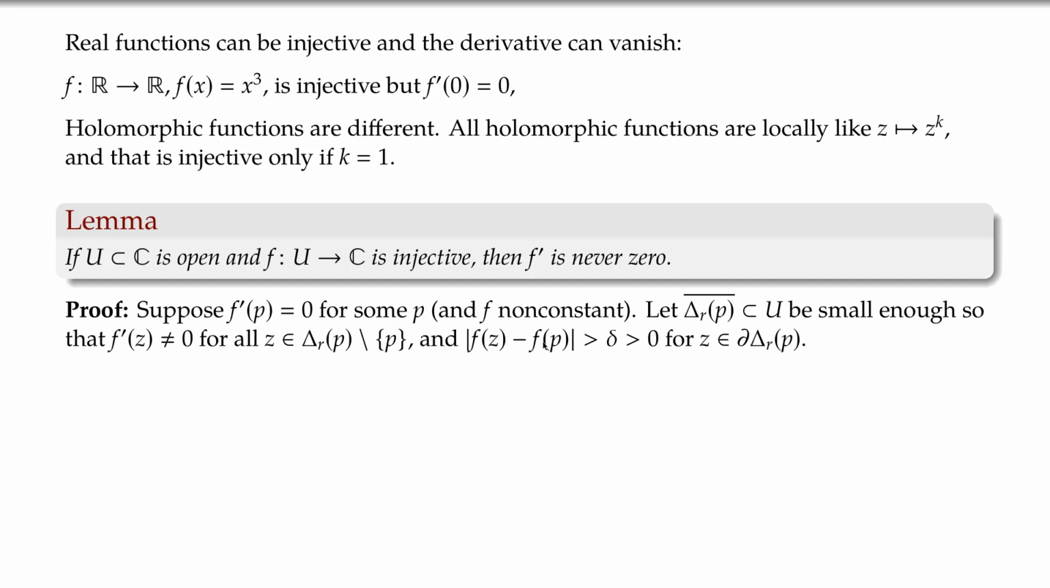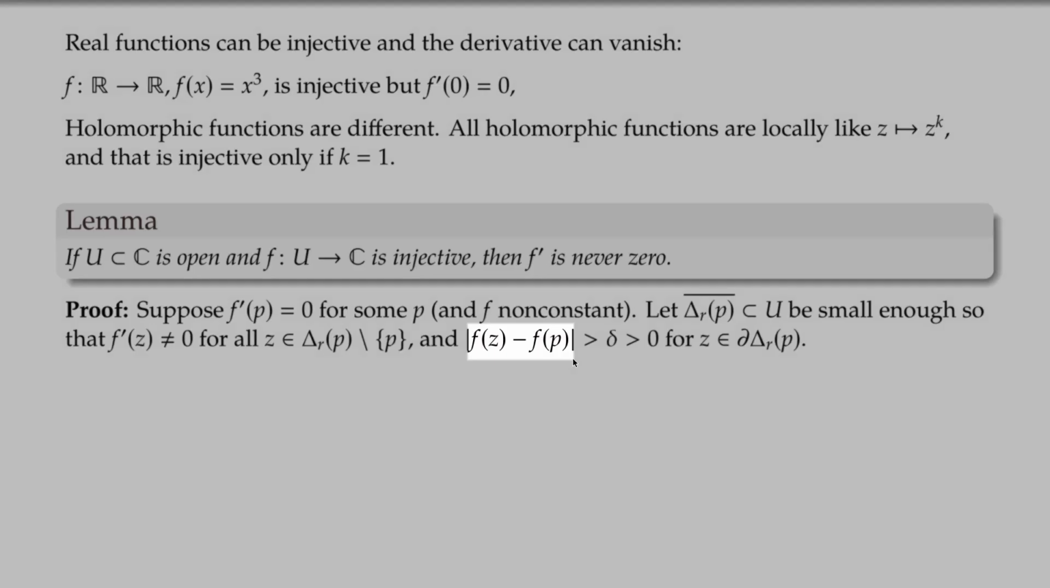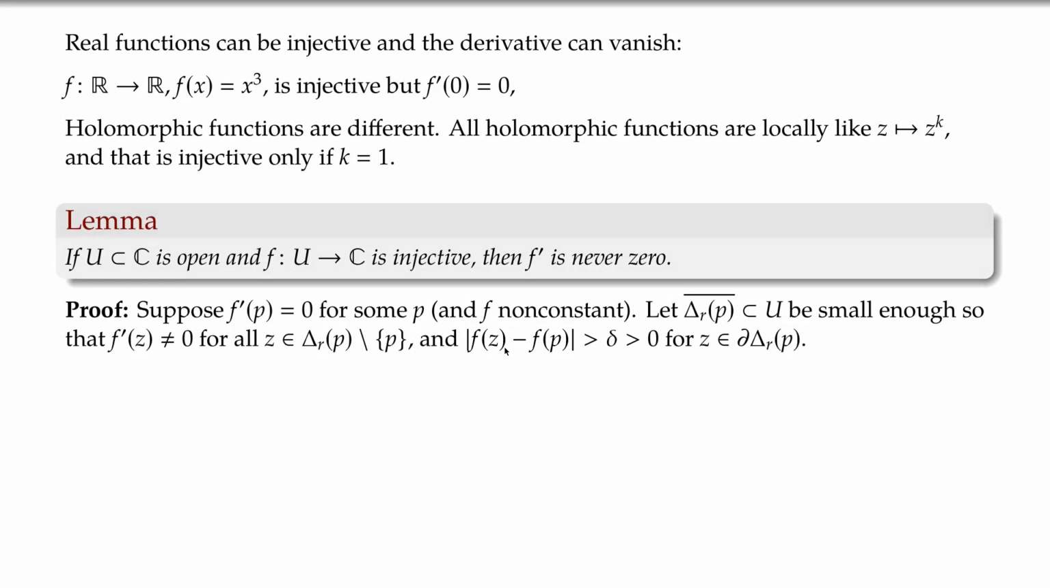Again, just like before, f of z minus f of p, as a function of z, has an isolated zero, and therefore I can find a delta such that the modulus of f of z minus f of p is bigger than some positive delta on the boundary of this little disk. It's basically just like we just did with the open mapping theorem. It's a very similar proof.